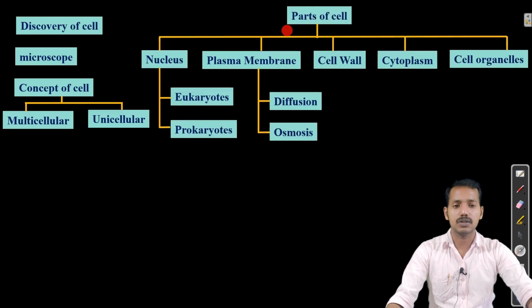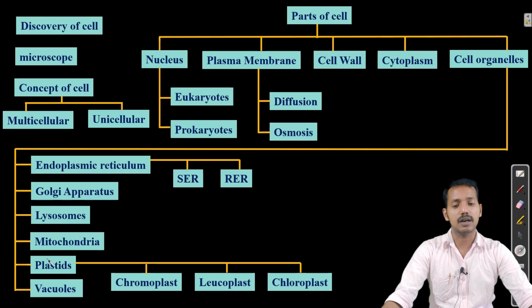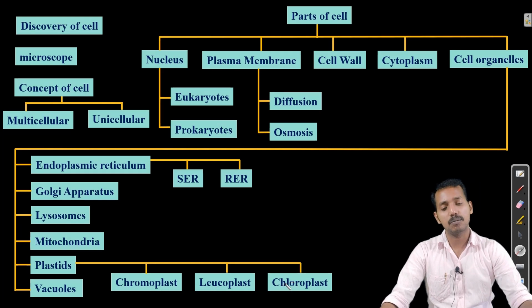Then we will move to the parts of the cell. There are four main types of parts. First one is nucleus, plasma membrane, cell wall, cytoplasm, and cell organelles. Then we will discuss different cell organelles: endoplasmic reticulum, Golgi apparatus, lysosome, mitochondria, plastids, vacuoles. And again, endoplasmic reticulum is divided into two types: smooth endoplasmic reticulum and rough endoplasmic reticulum. And plastids also are of different types: chromoplast, leucoplast, and chloroplast. These are the types of plastids.